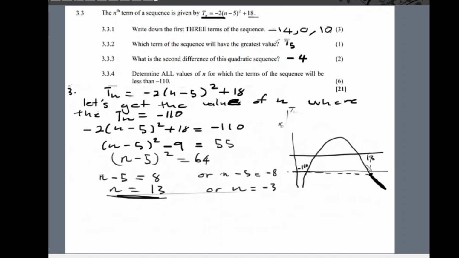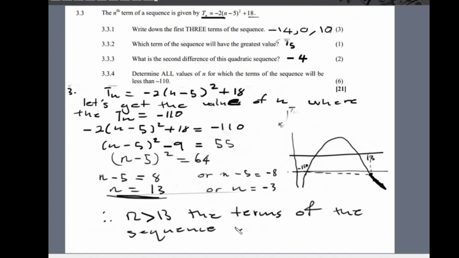Therefore, when n is greater than 13, the values of the sequence will be less than minus 110, right? So therefore, when n is greater than 13, the terms of the sequence will be less than minus 110, because when you go to the right of 13, when you say 14, 15, 16 and so forth, you will see that the values of the terms after 13 will be less than minus 110, right?